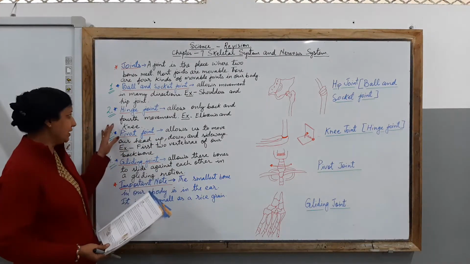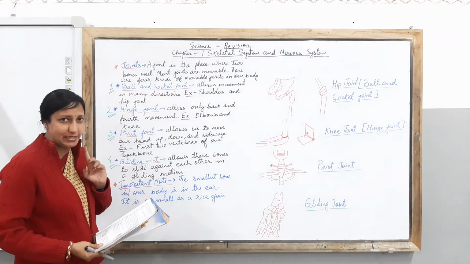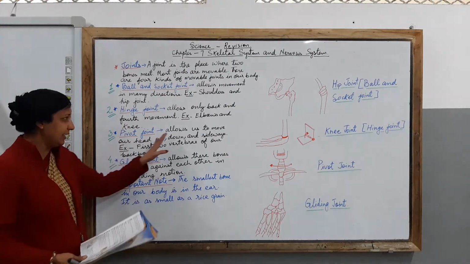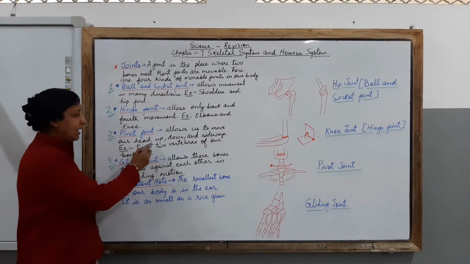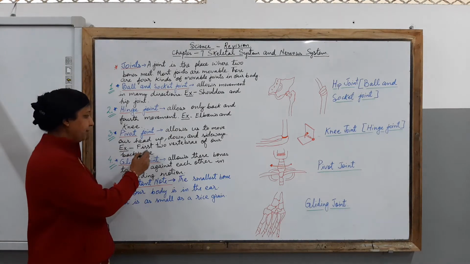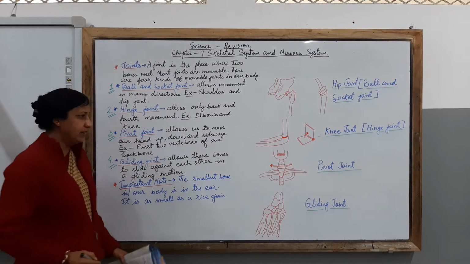So this kind of joint is known as a hinge joint. Do not forget this, children. Next, I will explain the pivot joint, children, that allows us to move our head up, down and sideways. It is located between the first two vertebrae of our backbone.